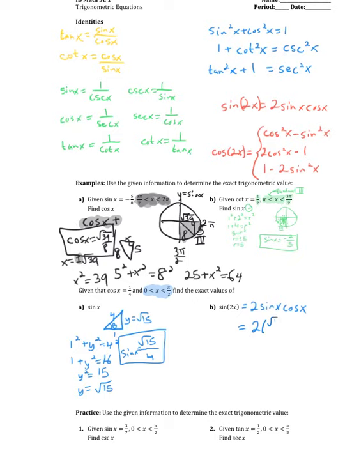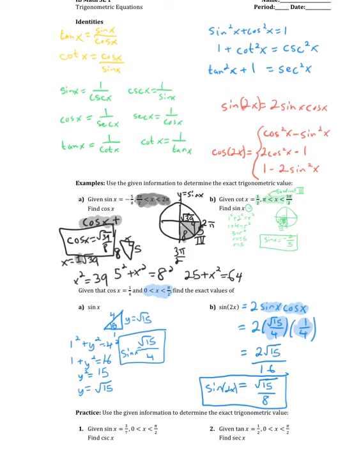2 times sine, which I just found, root 15 over 4, times cosine, 1/4. Sine of x, we just solved for, root 15 over 4. Cosine of x, given at the very beginning, 1/4. And now I can just multiply straight across. 2 times square root of 15 times 1, that's 2 root 15. 4 times 4 is 16. And then I can simplify. 2/16, that's 1/8. So sine of 2x happens to be root 15 over 8.